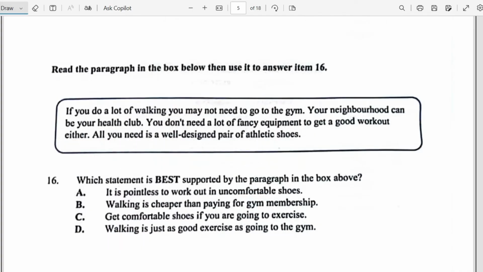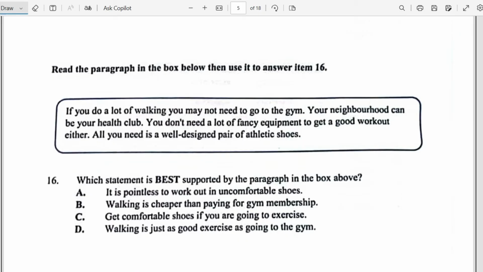Read the paragraph in the box below and then use it to answer item 16. If you do a lot of walking, you may need to go to the gym. Your neighborhood can be your health club. You don't need a lot of fancy equipment to get a good workout either. All you need is a well designed pair of athletic shoes. Which statement is best supported by the paragraph in the box above?